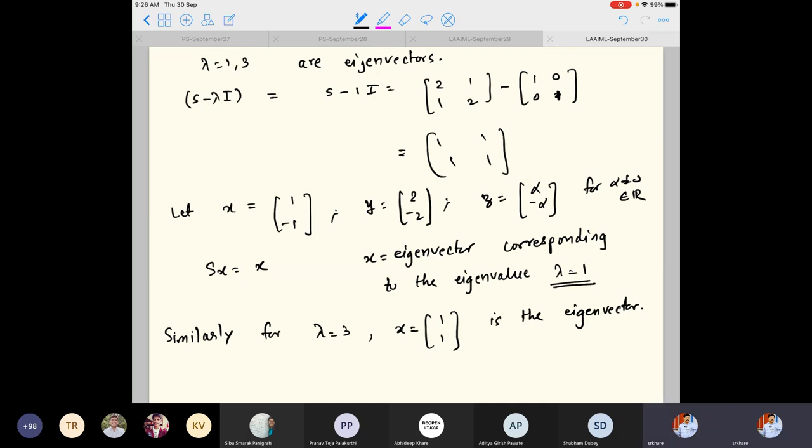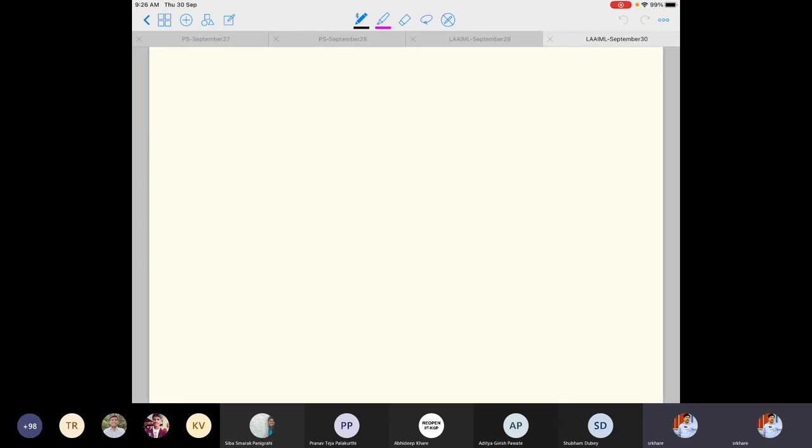It's not surprising, right? Why is it not surprising? Because what you are looking at is S minus lambda I and the null space of S minus lambda I, right? So this is the set of all vectors in Rn such that (S minus lambda I)x is equal to 0. So this is a subspace.